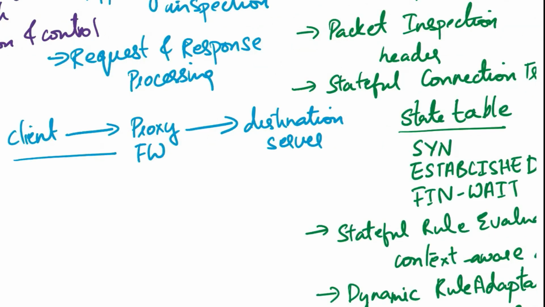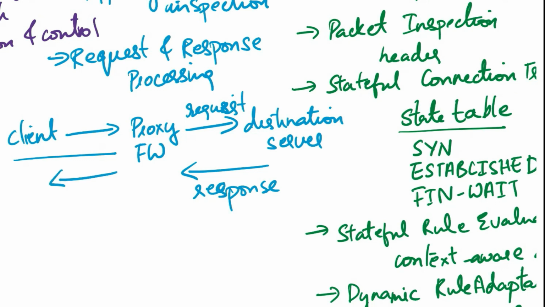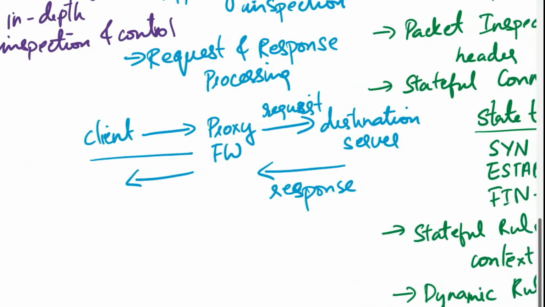The firewall then receives the server's response. So this is the request that it is sending, and it is getting a response from the server, and then it sends it back to the client. This process involves parsing and understanding the application layer data in both the request and response. The next characteristic is content filtering.